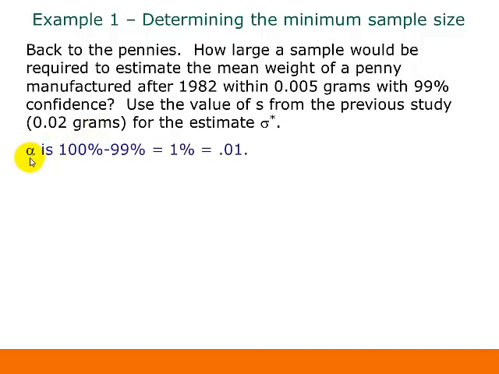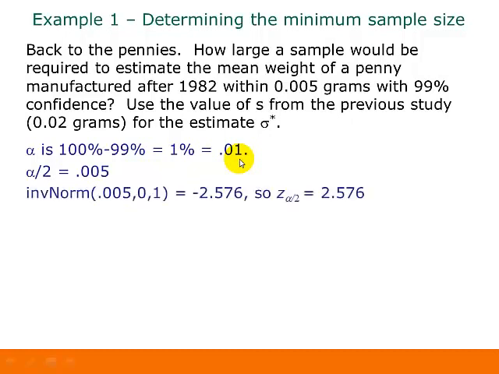So to use this formula, again, we're going to find a critical value, but this time it's going to be from the standard normal distribution. So our alpha is going to be 0.01. We divide that by 2 to get 0.005. And now we're using the inverse norm function again. So we have 0.005, 0, and 1, and that gives us a critical value of 2.576.